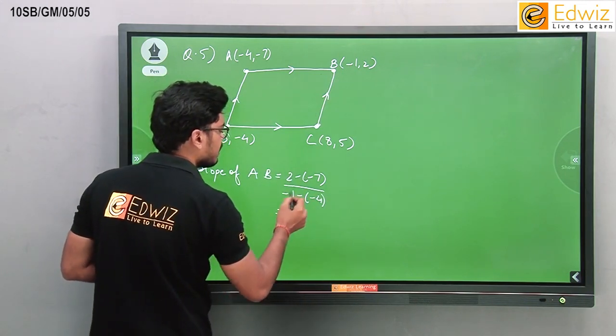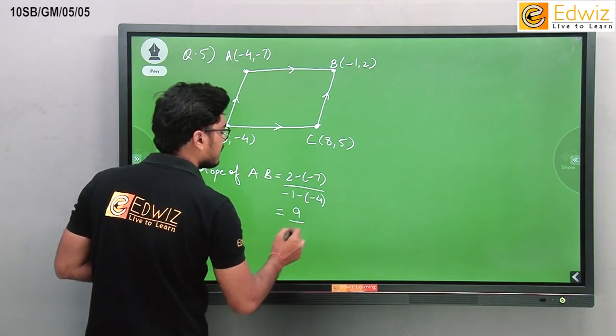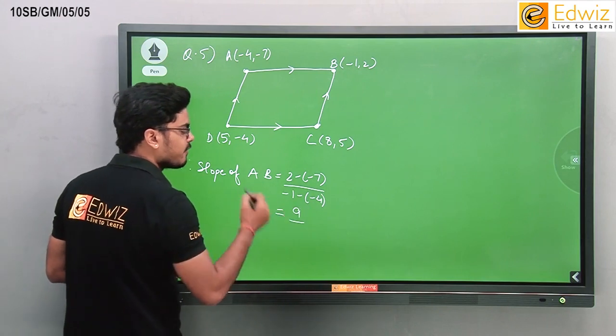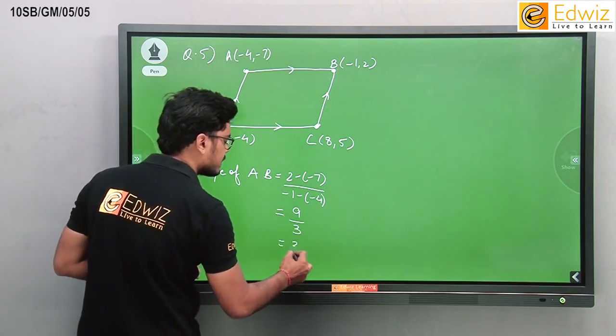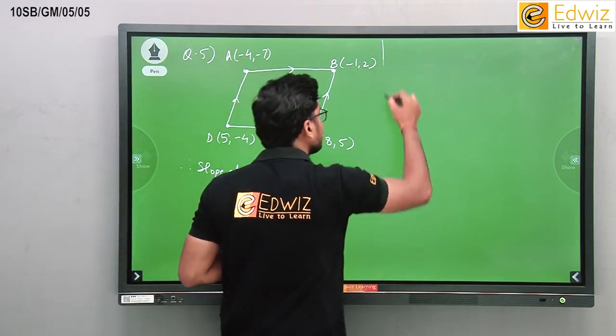Okay, so this will be equal to 2 minus minus 7, which becomes 2 plus 7, so 9, divided by minus 1 plus 4, that is 3. 3 3s are 9. This is the slope of AB. Okay, similarly we will find the slope of the opposite side.